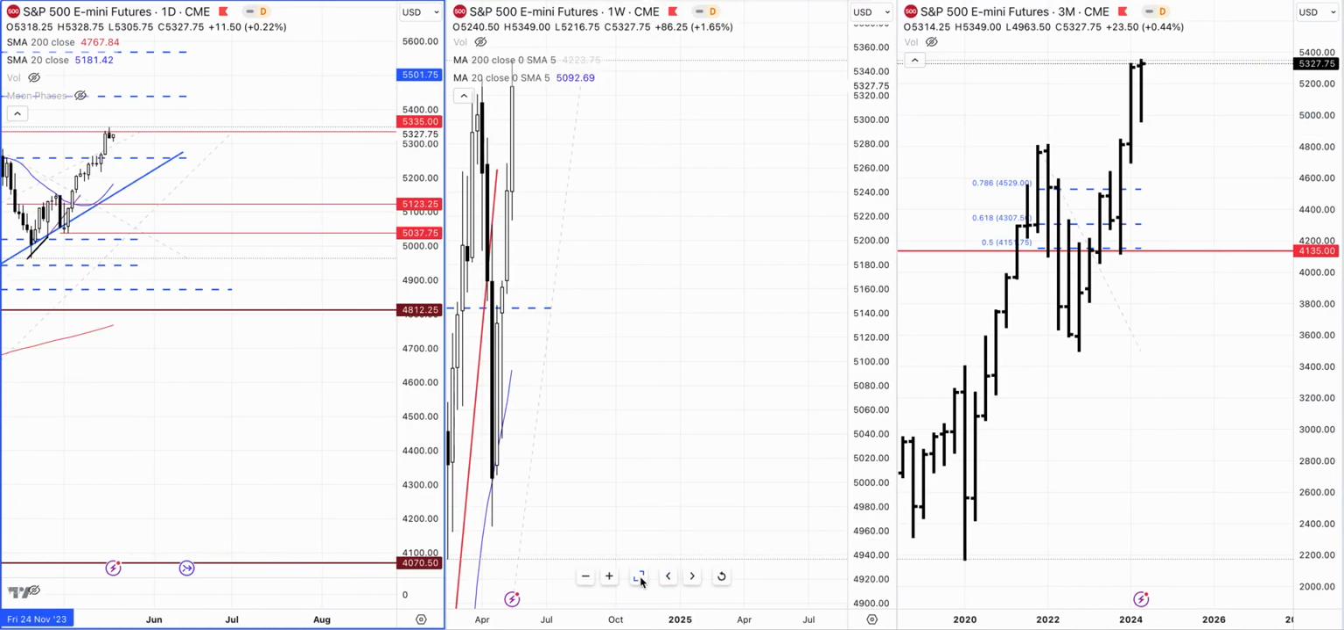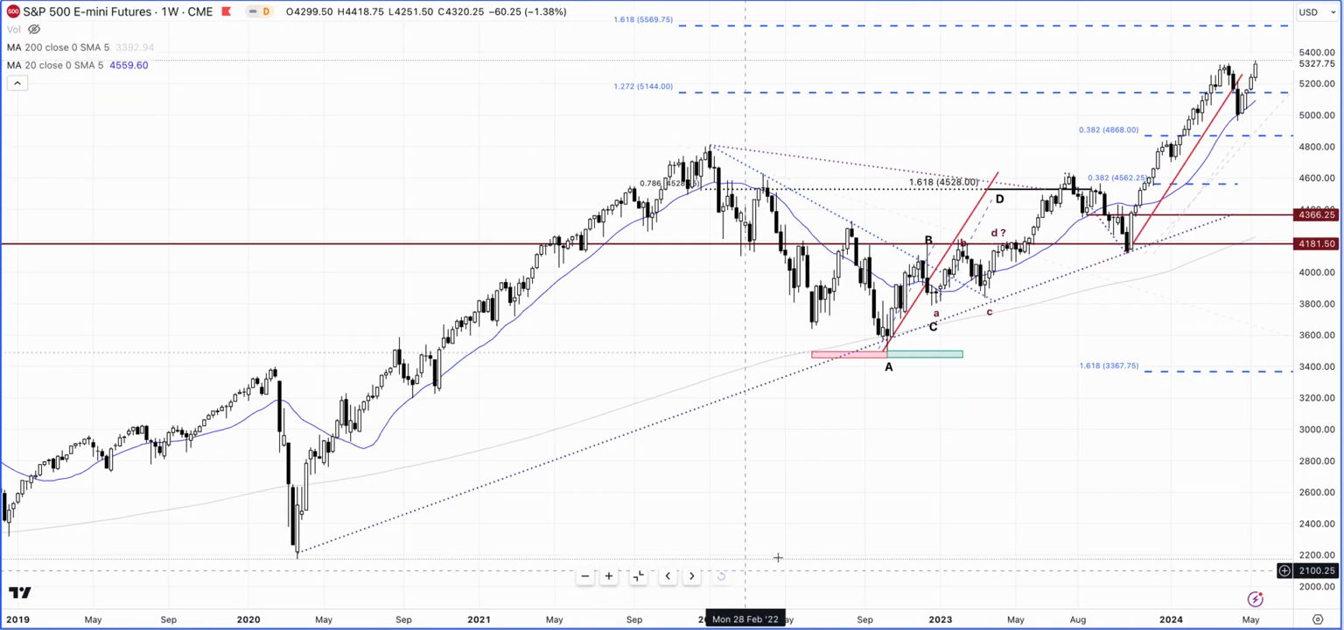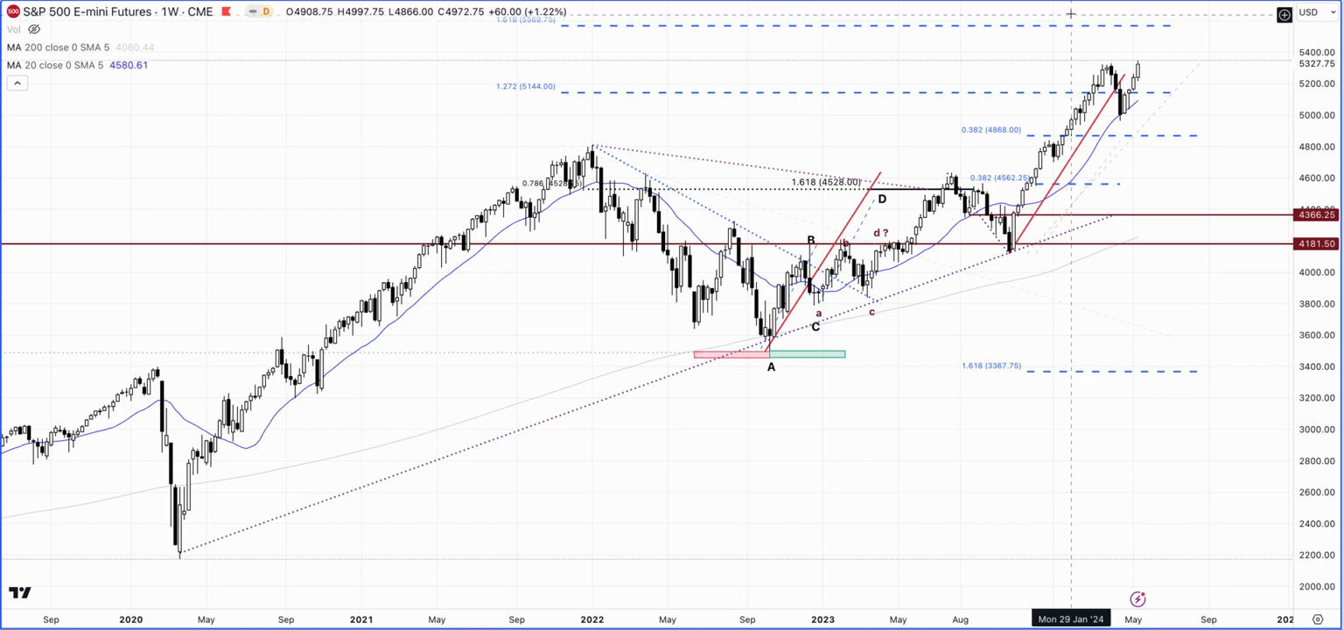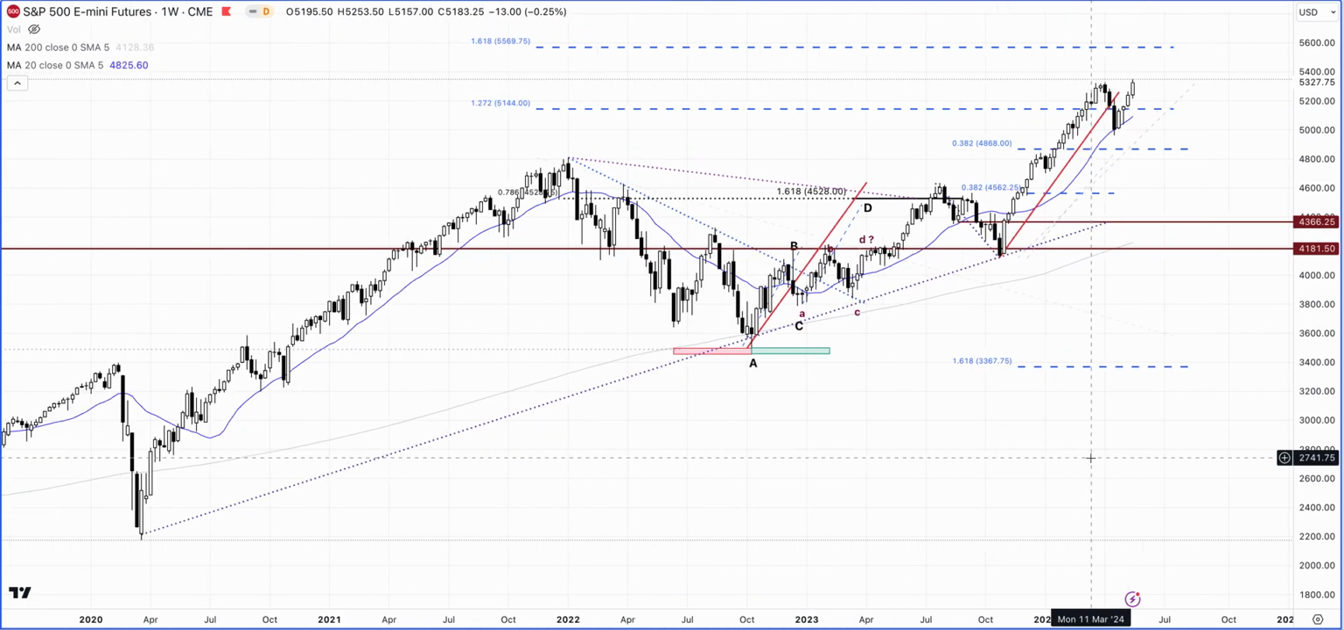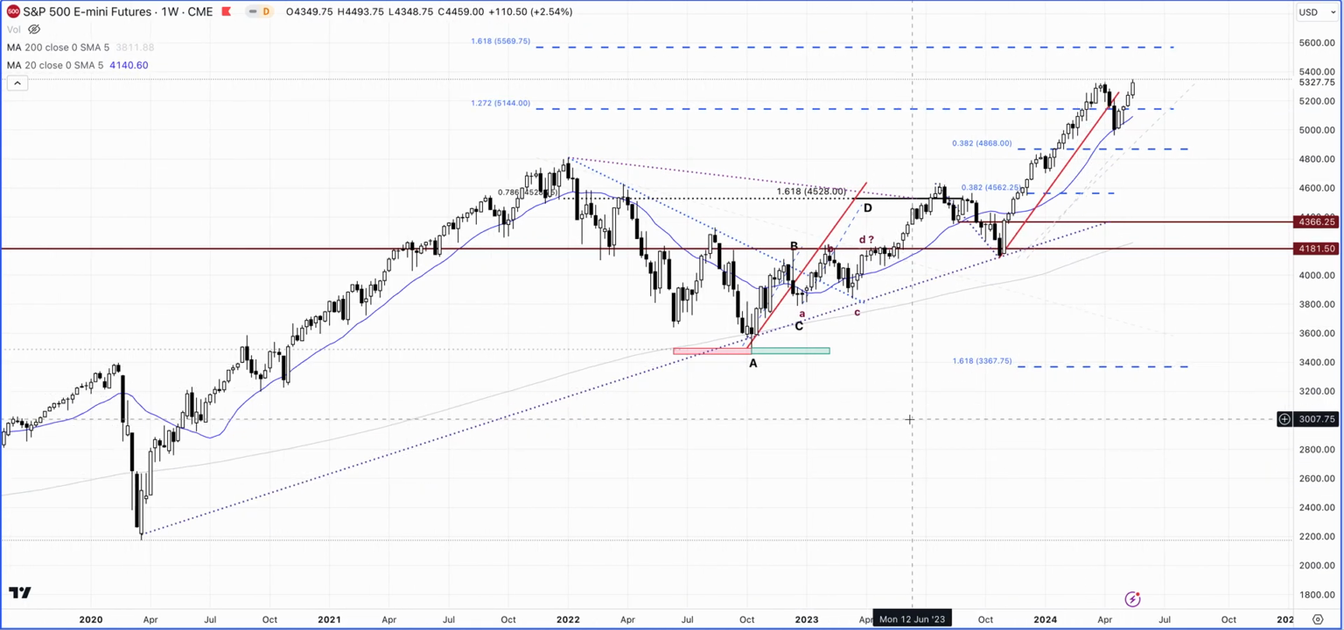And then this is the weekly chart. On the weekly chart, we had some higher targets. This one on the weekly chart is 5570, which is the 1.618 expansion. So this is a really interesting thing happening between the cash and the futures.